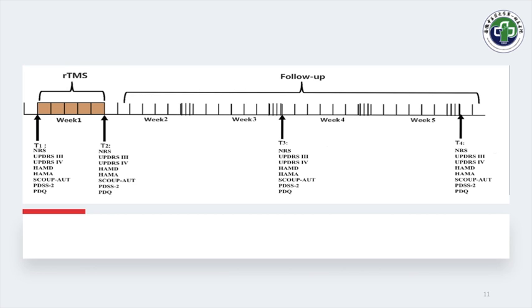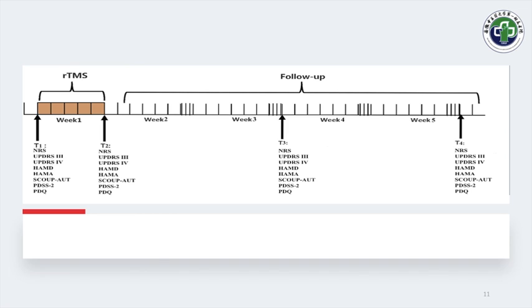The participants underwent clinical assessments at baseline and at 3 follow-up time points. The first follow-up occurred immediately after the 5th rTMS or sham stimulation session. The second and the third follow-up occurred 2 weeks later and 4 weeks later, respectively. All assessments occurred at approximately the same time of the day.